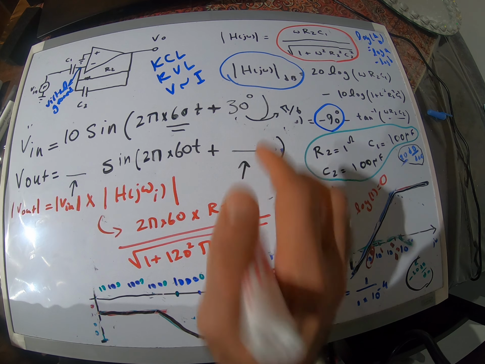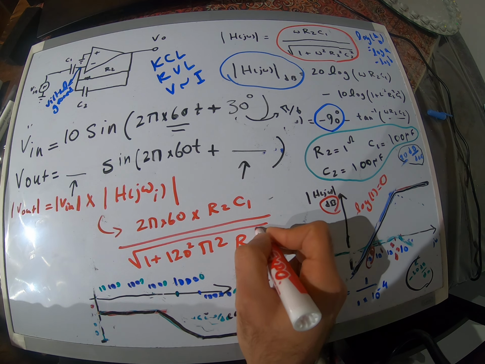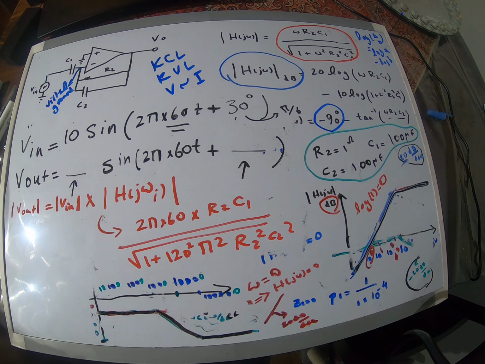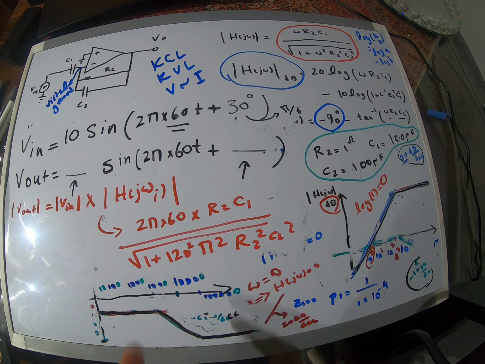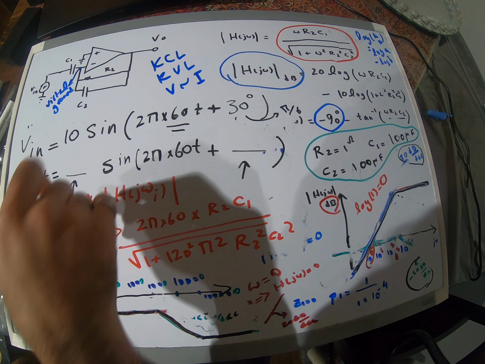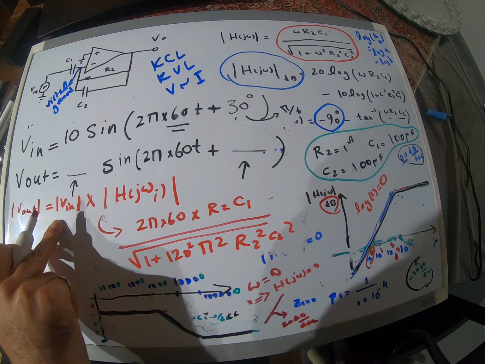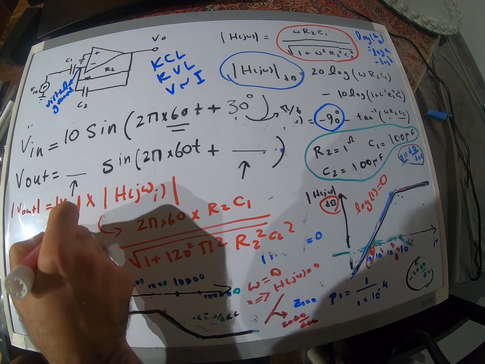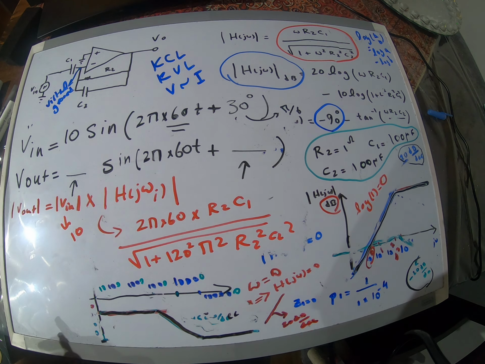That's omega squared, times R2 squared C2 squared. Right? So you can put the values and find what the magnitude is. Whatever this magnitude is, you multiply it by the magnitude of input voltage, which is 10, and this goes here.